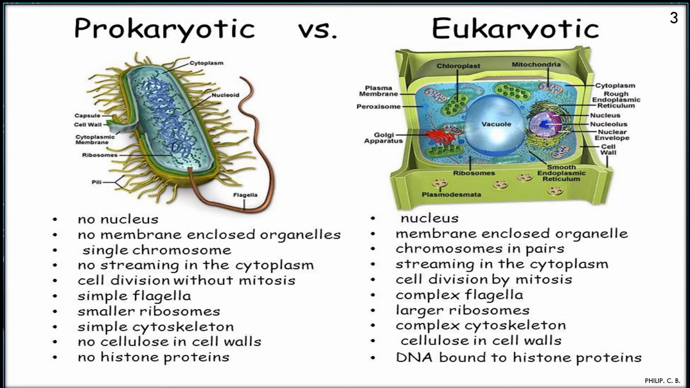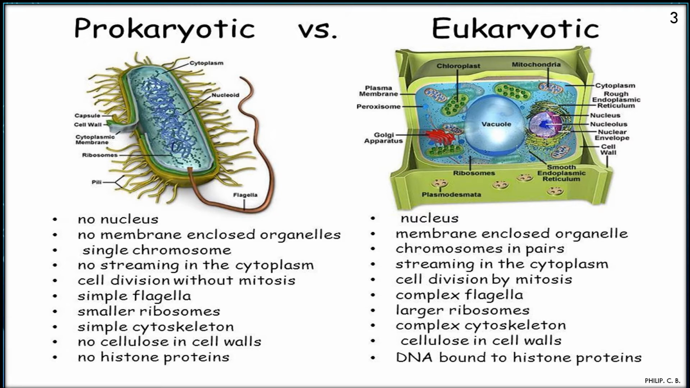As you already saw the image, again we can see the image as well as the distinguishing points between both. If you see here, prokaryotic cell has no nucleus, or we use the term nucleoid. Here the nucleus is present. In prokaryotes there are no membrane-enclosed organelles, whereas in eukaryotes we can see all the membranes, right from mitochondria, chloroplast, Golgi apparatus, etc. Prokaryotes have a single chromosome, which is why it is called a nucleoid. Here chromosomes are in pairs. No streaming in cytoplasm, or streaming in cytoplasm. Just now we saw in the first slide the cytosol or streaming movement.